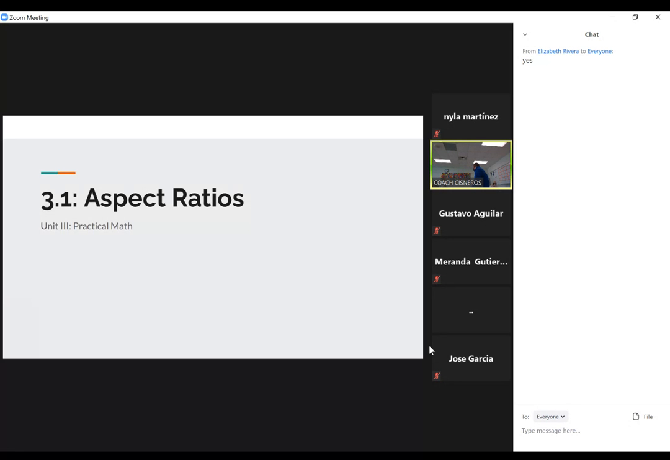Moving on to Unit 3, and I titled this unit Practical Math, because we're going to do a bunch of random stuff that I think is relevant to real life, and nothing more than basic algebra or basic arithmetic: add, subtract, multiply, divide. All right, so it's not going to be that hard.